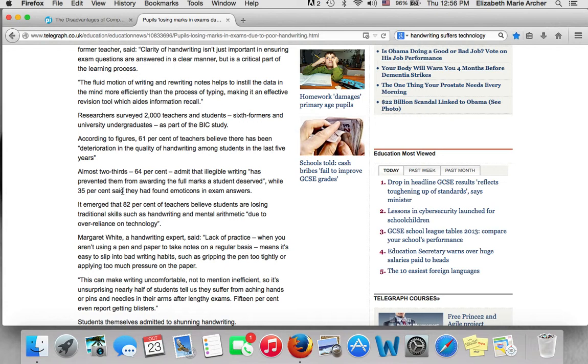Alright, moving on. According to figures, 61% of teachers believe there has been deterioration in the quality of handwriting among students in the last 5 years. Almost 2/3, 64%, admit that illegible writing has prevented them from awarding the full marks a student deserved. 35% said they have found emoticons in exam answers. Well, that's pretty bad. Again, I guess I don't have as much experience with this because I didn't teach English.